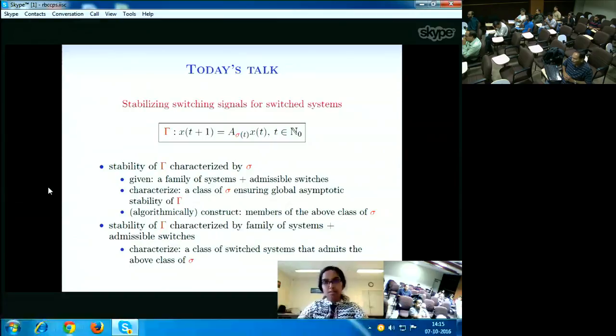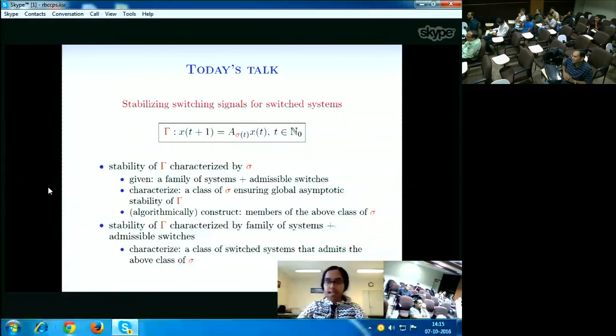Now, our job is to characterize a class of switching signals under which the resulting switch system, that's gamma, a discrete time switch linear system, is stable. In particular, we are going for global asymptotic stability. Now, as we know, when we ask for global asymptotic stability, we are asking for two things. One is Lyapunov stability, and the other thing is global asymptotic convergence.